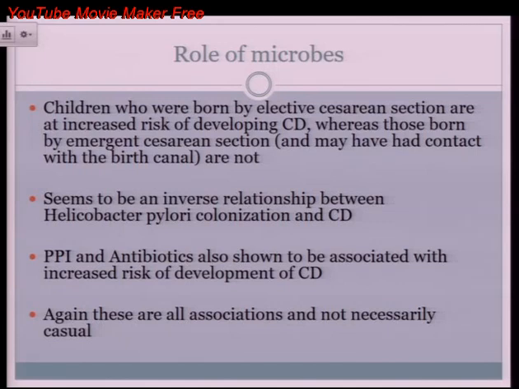Again, the important thing with all of these roles of microbes that I talked about is that they're all associations and not necessarily causations.